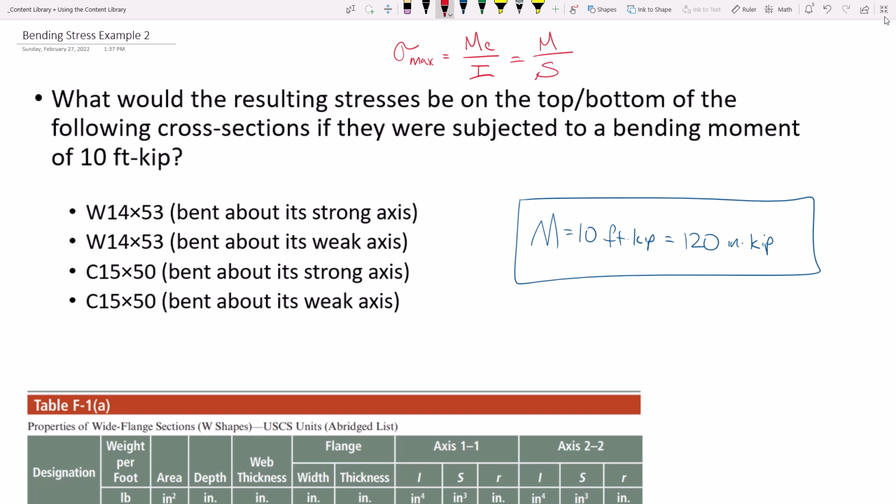M over S. And whenever I write, I tend to put little serifs on my S because my S's and my 5's look the same. So I put the little tick marks on the end of my S's. But remember, S is I over C, which is our section modulus.